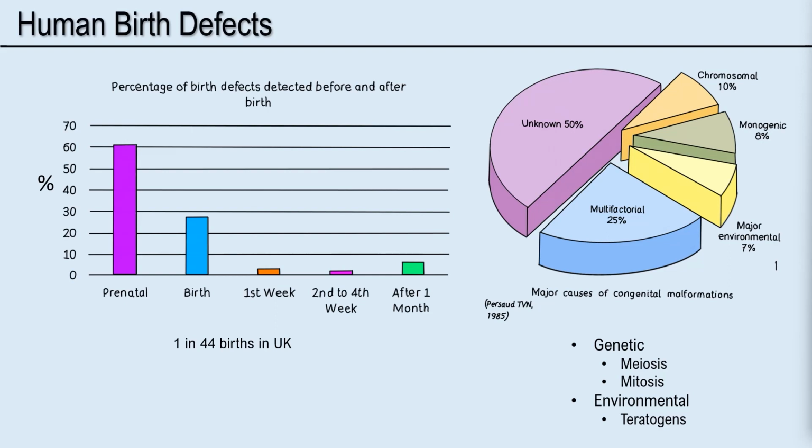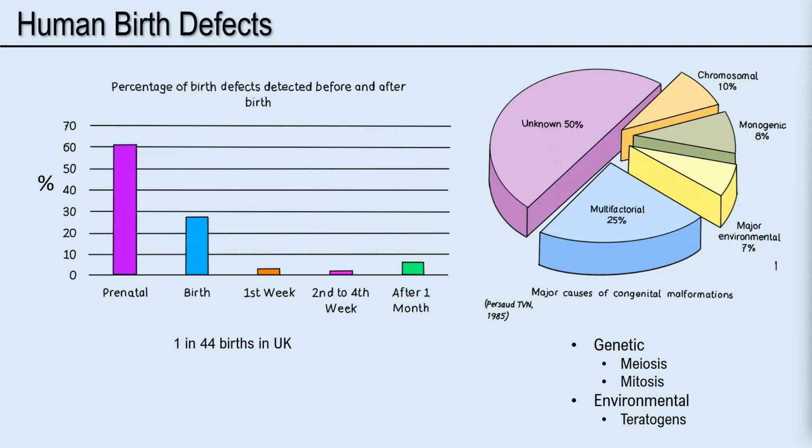7% are caused by environmental factors. This could be exposure to radiation or maternal ingestion of a drug, or even paternal exposure affecting the sperm. However, what we have established is that most frequently it's not a single event occurring, but genetic, chromosomal, or environmental factors coming together. This is why 25% are considered multifactorial, a combination of genetics and environmental factors.